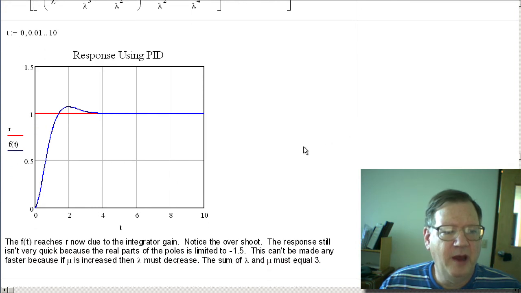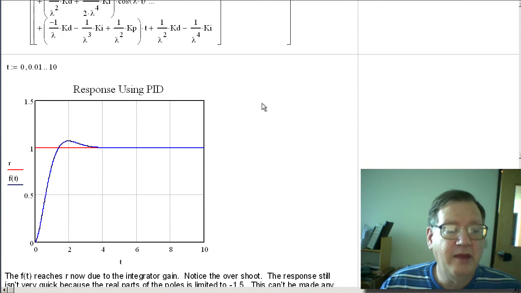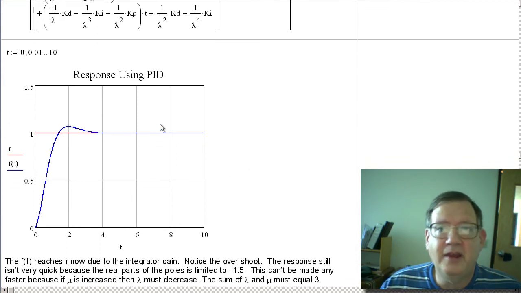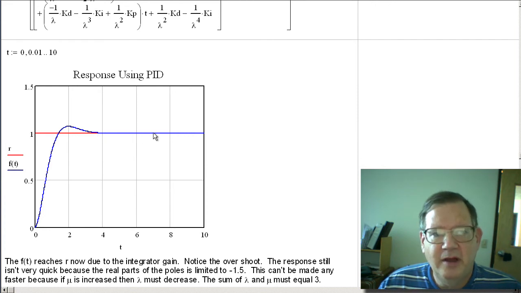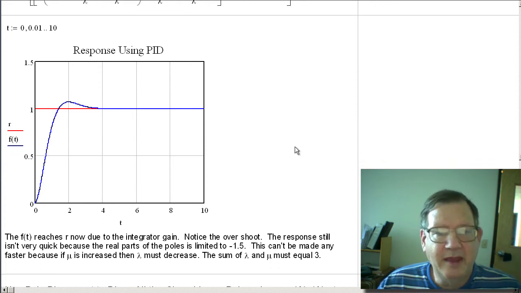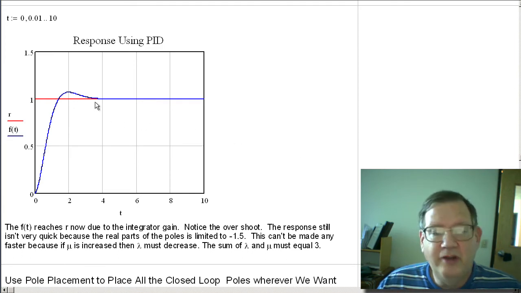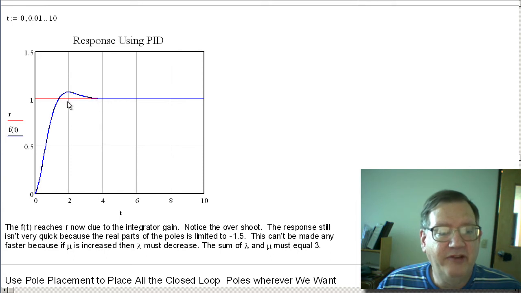And the response looks like this. And you can see that the response is much quicker here than what we had above, where we just had one gain. The other thing that's significant is that the integrator allows us to get to the set point. There's only one problem with this, or actually two. One is that we can't make this response any faster, and the second is that it overshoots.